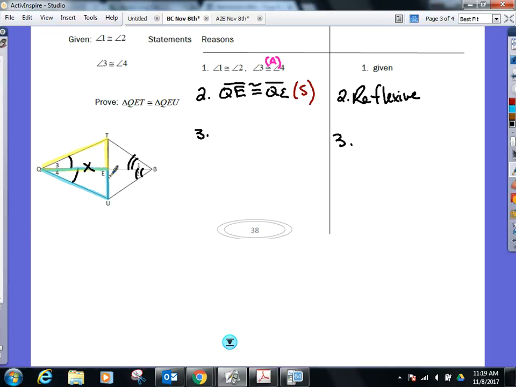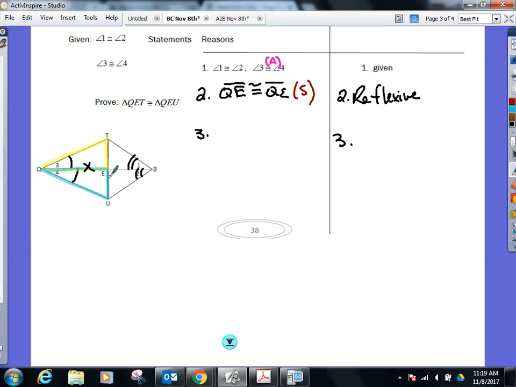So get over yourself. Look at the diagram now as a whole. Are there any other triangles to prove congruent, other than those two? We'll get back to them. Is there any other triangles up here that you could prove congruent right now? Emma, where are they? Yep, QTB and QUB, the two that are on top of each other.